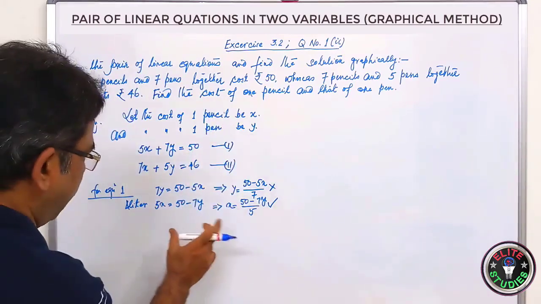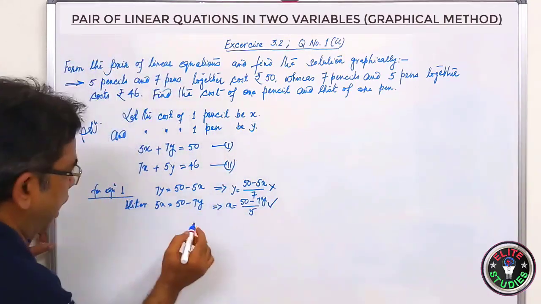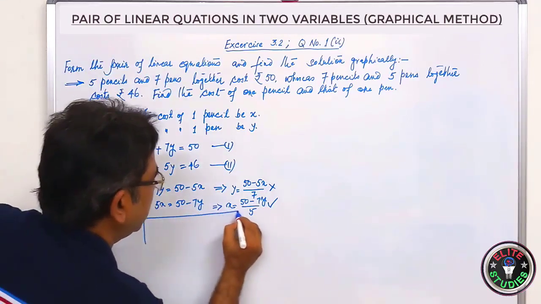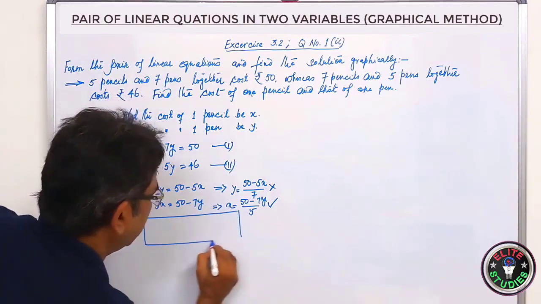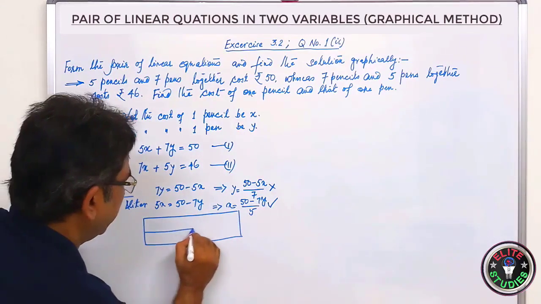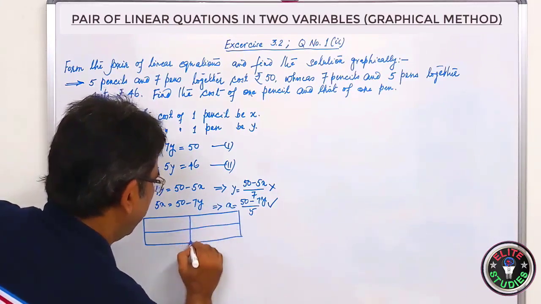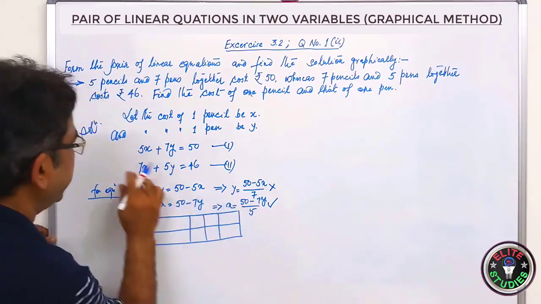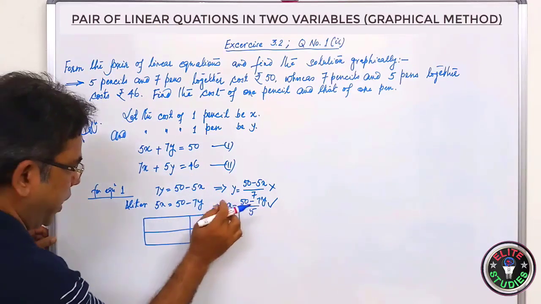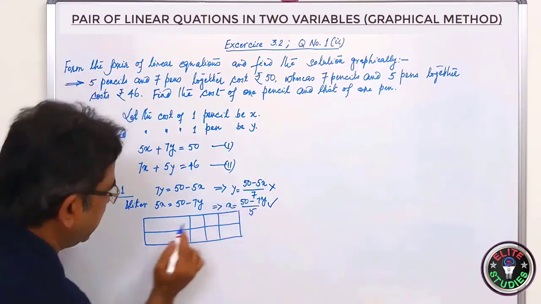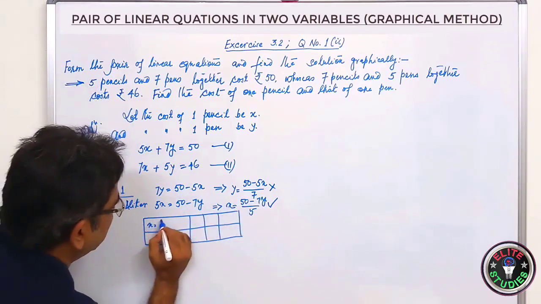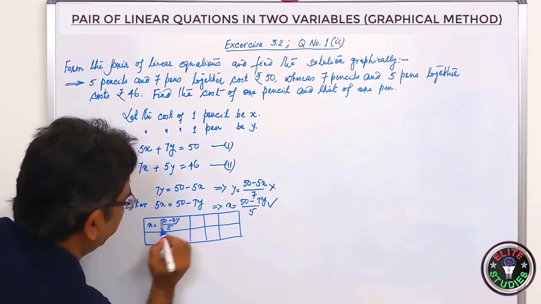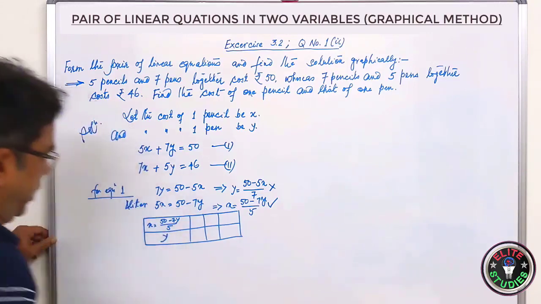So we will try to plot it. We will try to find the points. How? Here we will make a table. We will write it here from equation 1. We are considering this equation. So we will write x is equal to (50 minus 7y) by 5, and here we will consider y.